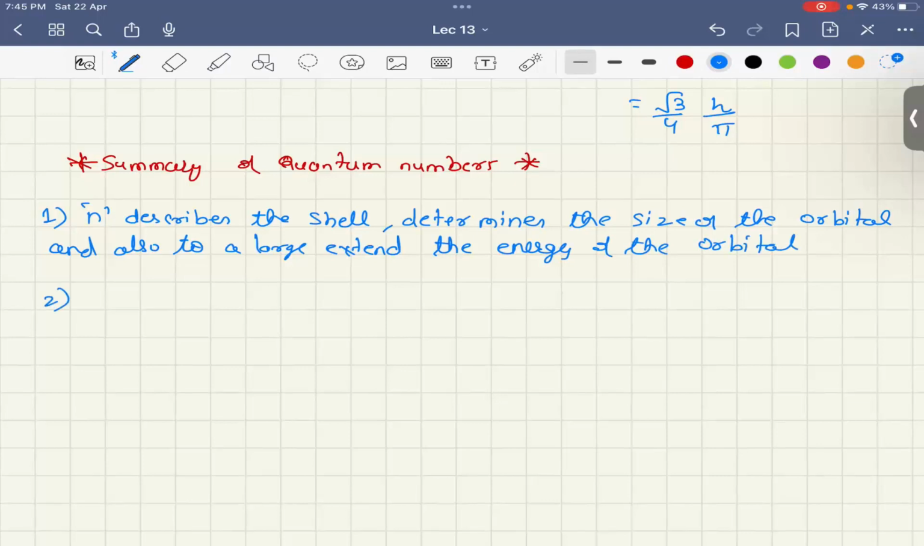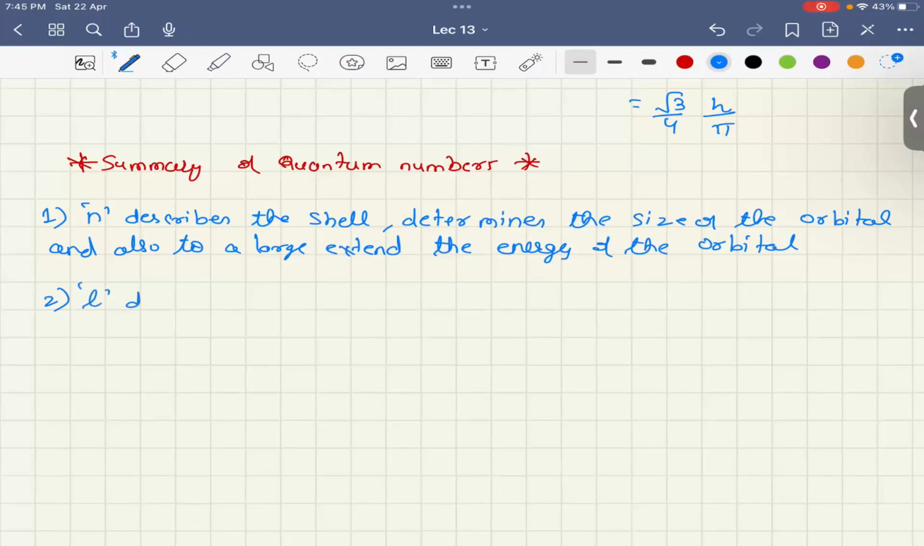L, that is the azimuthal quantum number, determines the subshell and the shape of the orbital. So there are n subshells in the nth shell, right? To some extent, L also determines the energy of the orbital in a multi-electron atom, right?